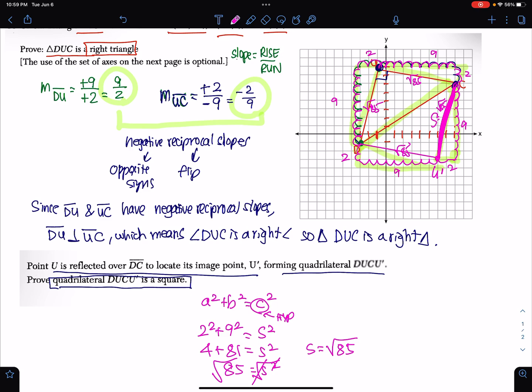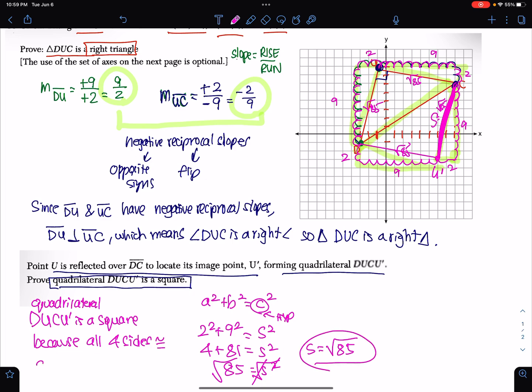And so now what do we say? Well, we say quadrilateral DUCU prime is a square because all 4 sides are congruent. So each of them was square root of 85, and the measure of angle DUC is equal to 90 degrees. And so we've completed the problem.